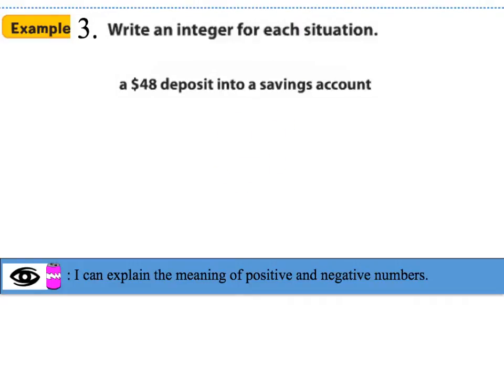For example 3, it says write an integer for each situation. So the situation is a $48 deposit into a savings account. So the number that I'm going to be working with is $48, and I'm going to look for a keyword that means negative or positive, and I see deposit, which is a positive word because it means to put money into your account. So 48 would be my integer that represents this problem.